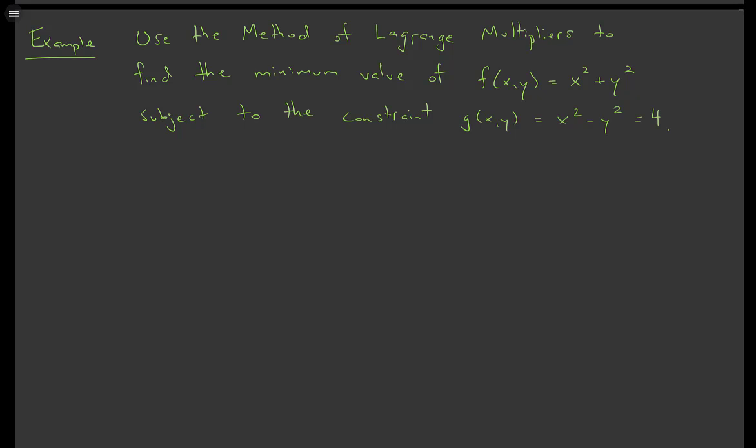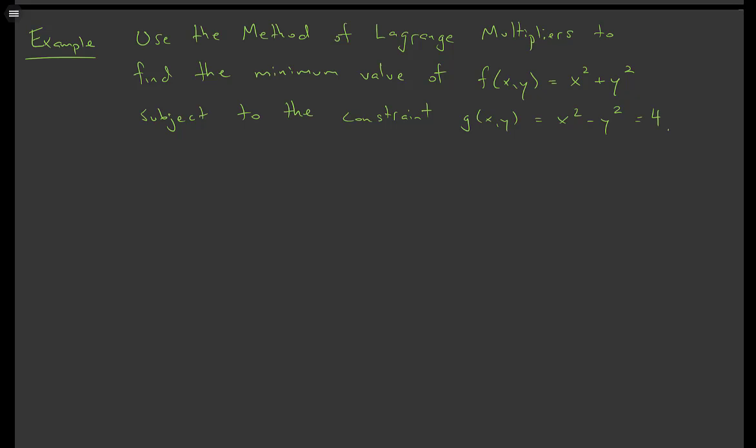In this example, we're going to look at how to use the method of Lagrange multipliers to find the extreme values of a function. In particular, we're going to look at how to use this method to find the minimum value of the function f of x and y equal to x squared plus y squared, subject to the constraint that g of x and y, which is equal to x squared minus y squared, must be equal to 4.